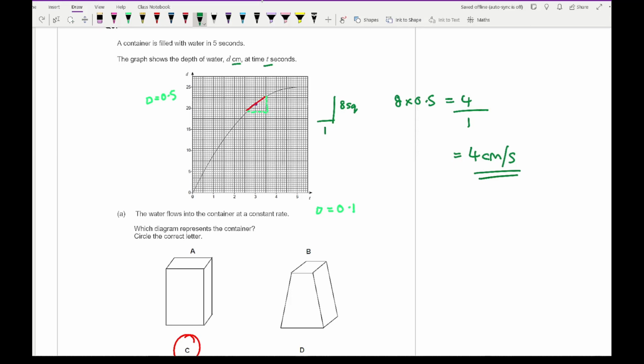And again, do not forget the units of this question, because with it being 3 marks, you'd get 1 mark for the calculation of your tangent, 1 mark for working out there, and then 1 mark for your answer, and 1 mark for your units.